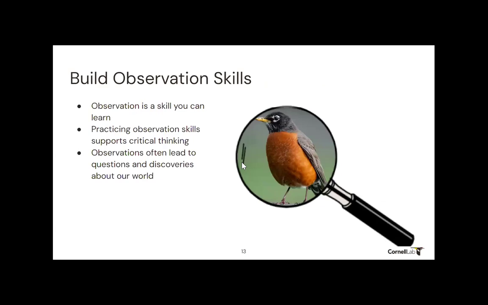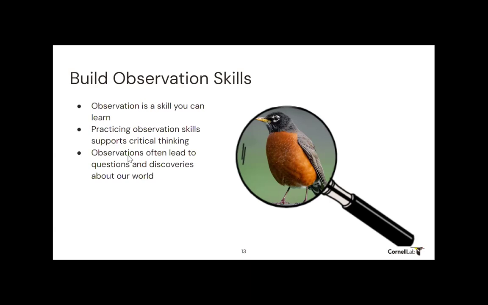All right, so nature journaling also, as you all mentioned, is a great way to build observation skills. So I always like to remember that observation is not a skill that you have or don't have, but it is a skill that you can learn. And practicing observation skills really does support critical thinking. So getting outside and using these nature journals to practice our observation skills has a lot of payoff in other areas of learning as well.